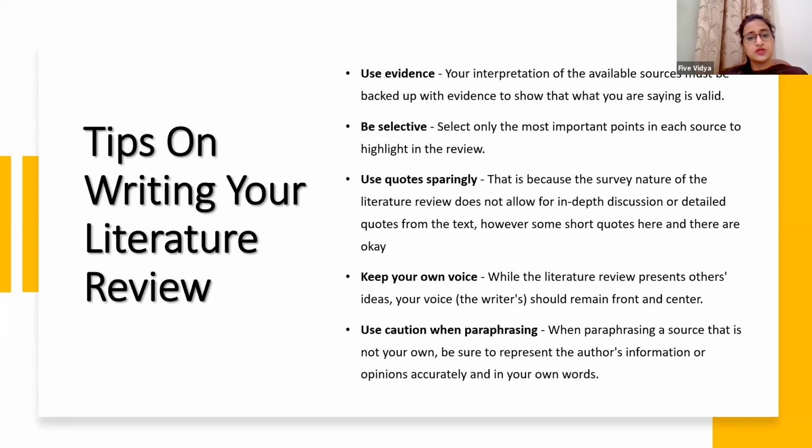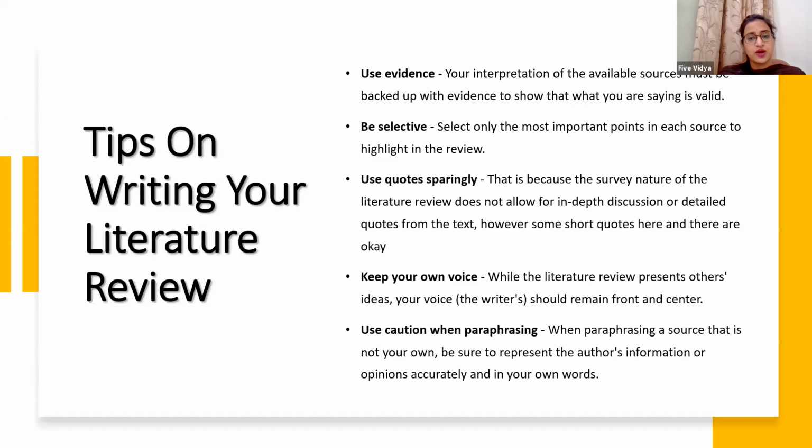The third point is you need to use quotes, but very rarely, only wherever required. Because when you take information from someone else's paper, you may find some information that is very useful and that you cannot even paraphrase. There you can use quotes, meaning double quotes, and you can have the same information as it is in your paper.